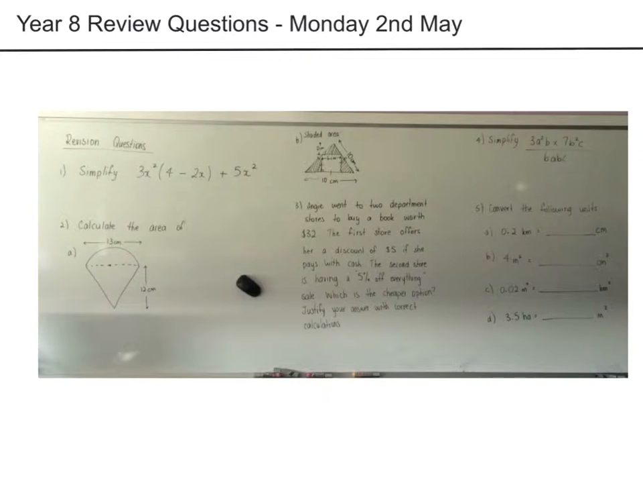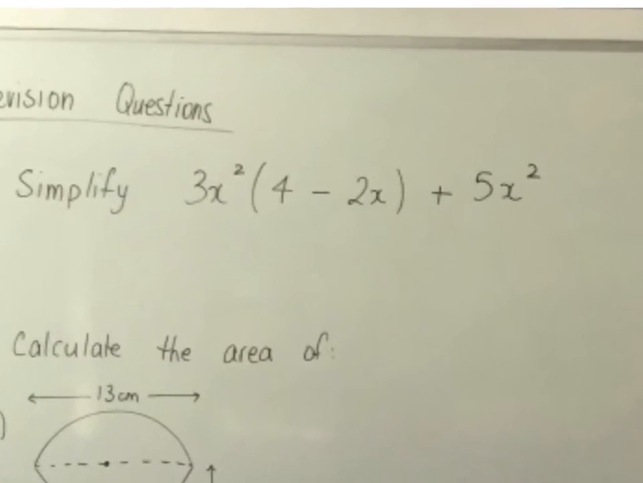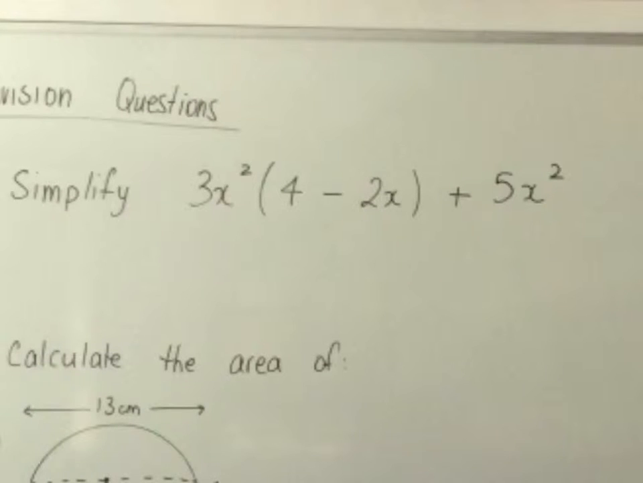This lesson will take us through the solutions to the revision questions that were set in Friday's lesson. So starting with the first question that is asking us to simplify an algebraic expression, we're being asked here to expand 3x squared into the set of brackets, which means we need to multiply every term inside that brackets by 3x squared.